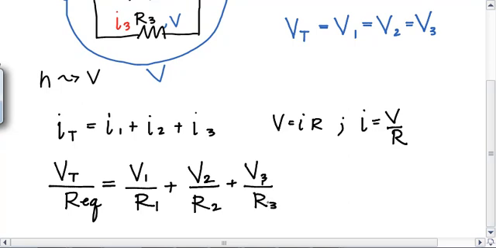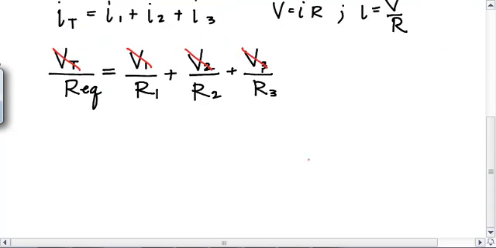Now, what's the same? V total was V1, V2, and V3. They were all the same. So because it's multiplied, or it's in every term, I can divide by V on both sides because they were all equal up here. VT is V1, is V2, is V3. So they're all the same amount. Okay, so then what am I left with?